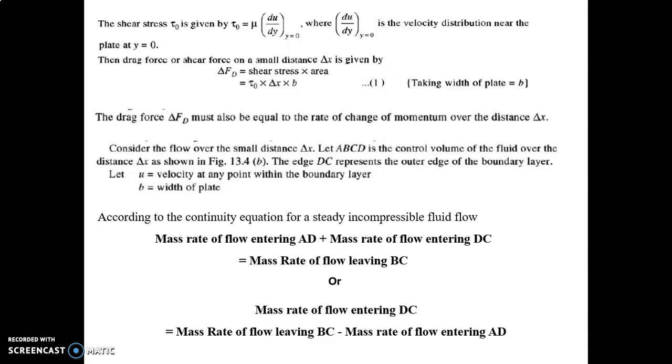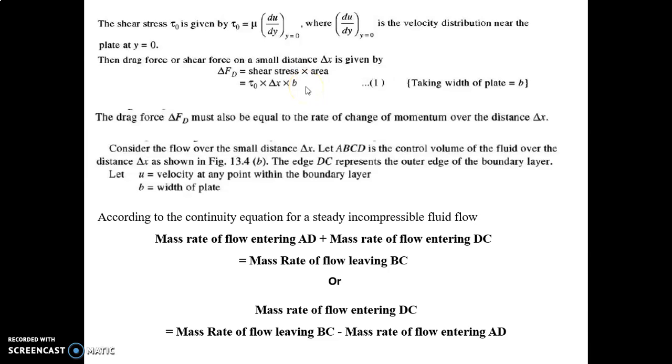According to Newton's law of viscosity, tau naught equals mu du upon dy at y equal to 0, where du upon dy at y equal to 0 is the velocity gradient near the plate. Now the drag force is the shear stress into area, where the area is del x for the small strip, thickness del x and width of the plate small b. So the drag force del Fd equals shear stress tau naught into del x into b.